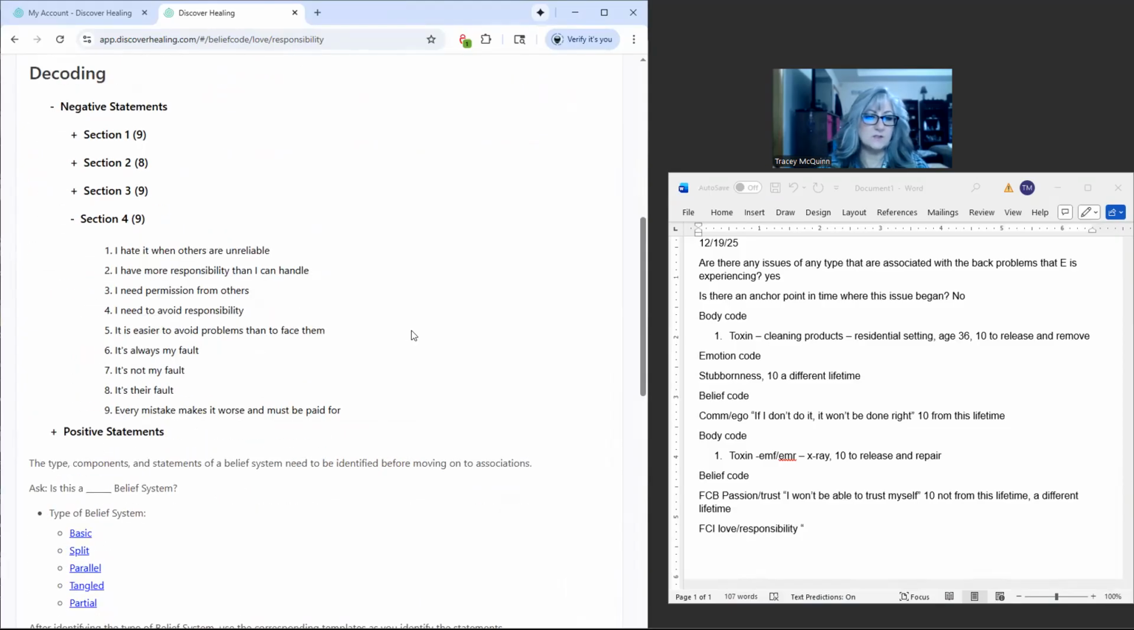Is it evens? Is it 2? Is it 4? Is it 6? It's always my fault. 3? Is it 10? Is that inherited? Is it mother's side or father's side? So inherited from his father's side.